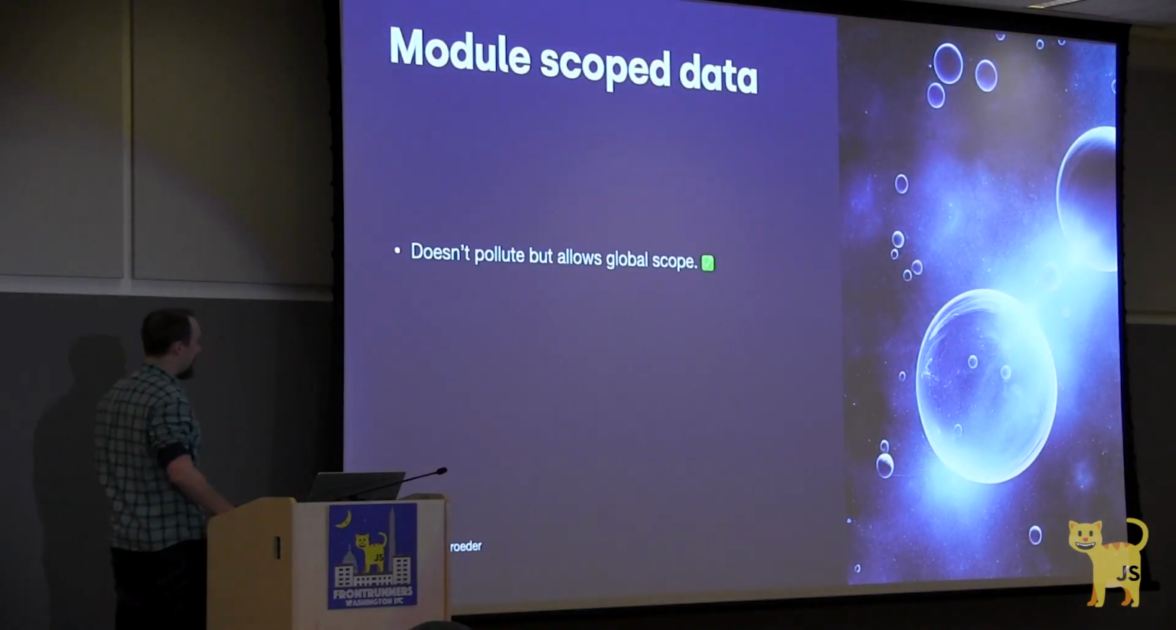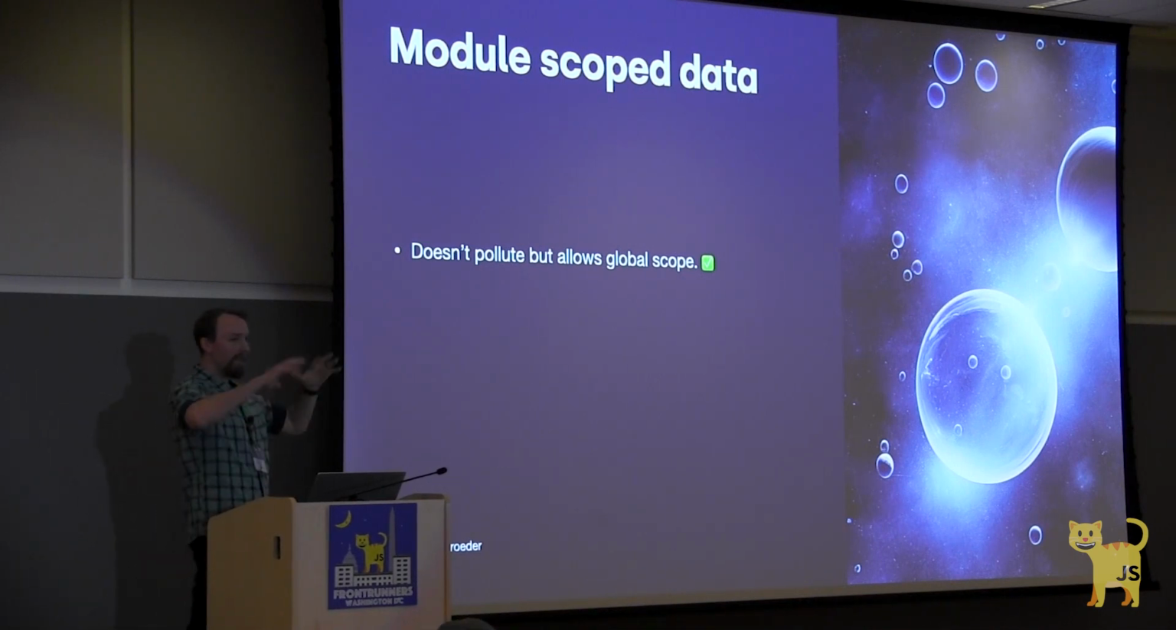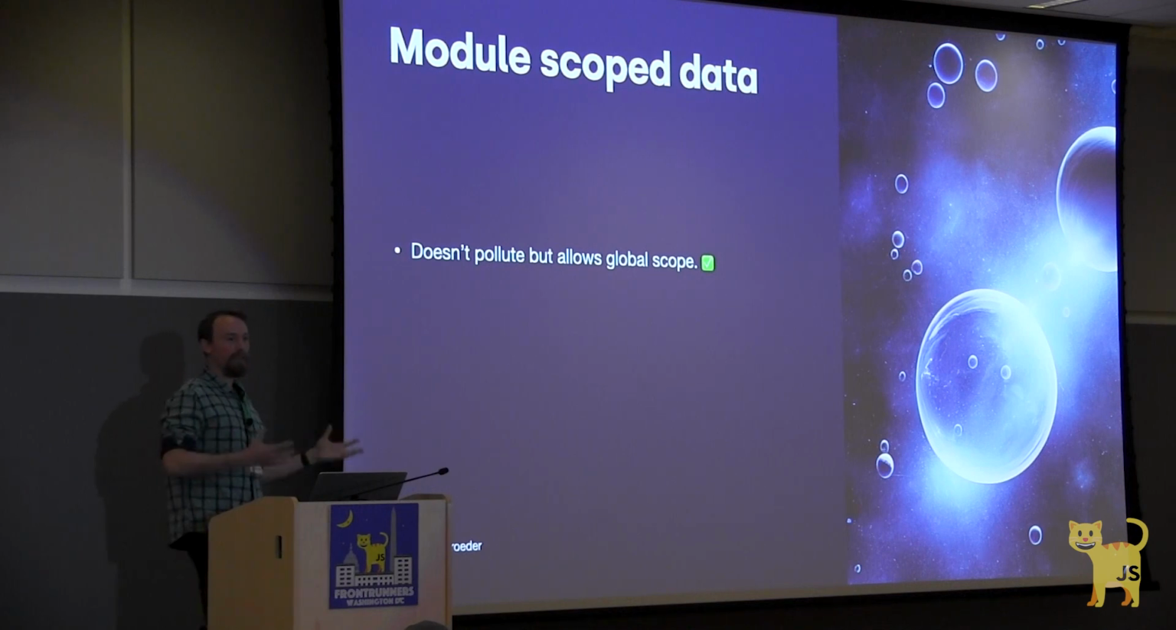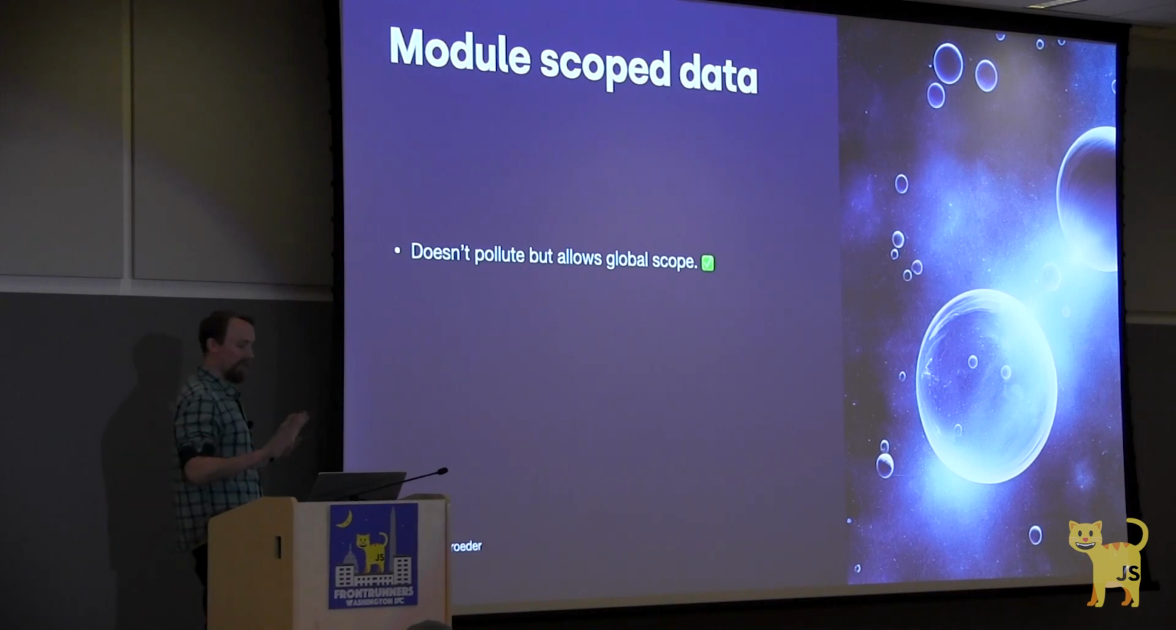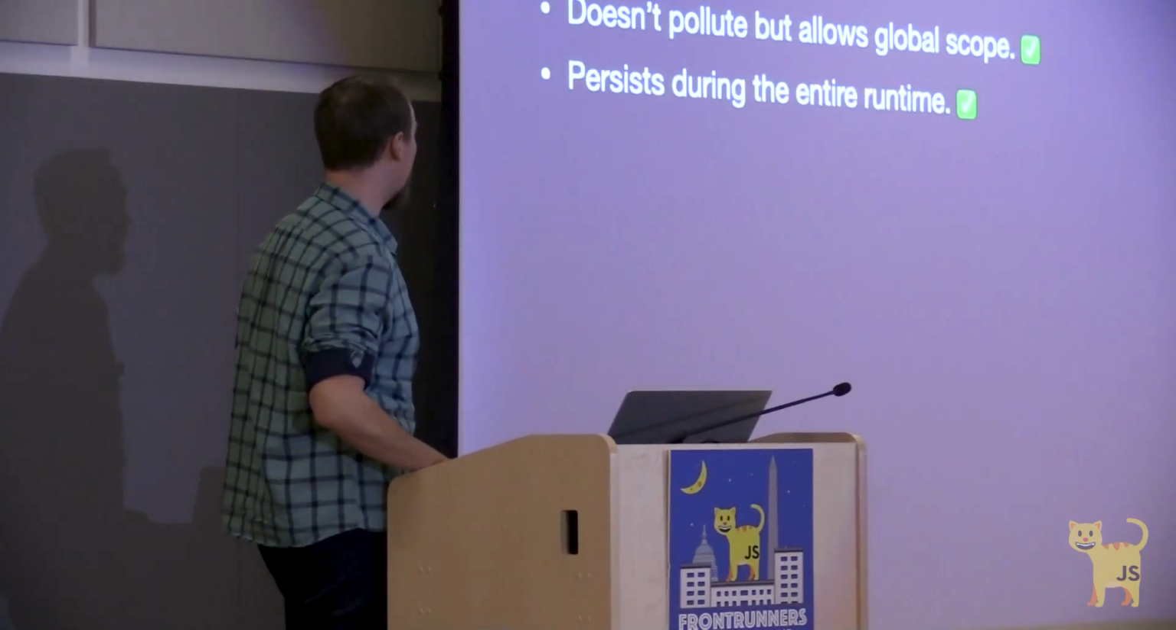So module scope data does not pollute, but it allows global scope. This is a really key takeaway. It allows you to create globally scoped information without polluting all of the global space that we know we're not supposed to touch. We've learned a lot of those lessons the hard way.